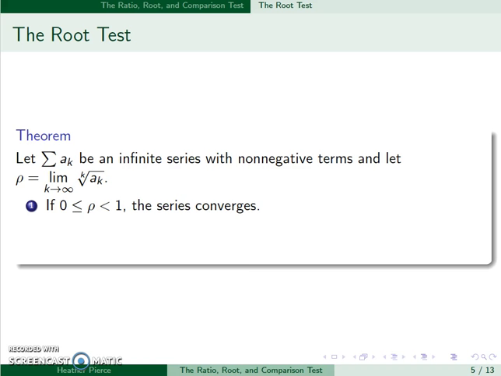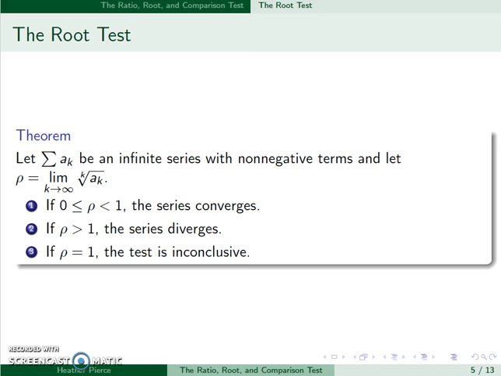And if this value rho is greater than or equal to 0 and less than 1, we say the series converges. If it's greater than 1, the series will diverge. And if it's equal to 1, then our test is inconclusive.